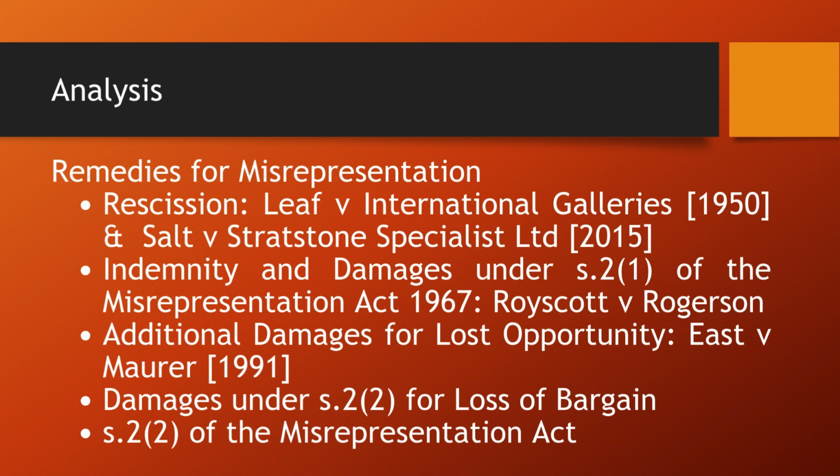In other words, Carey can also claim damages for the losses incurred due to misrepresentation. Under Section 2(1), damages are awarded on a tortious basis, which means Carey is entitled to be put in the position she would have been in had the misrepresentation not occurred. In Royscott Trust Limited v Rogerson in 1991, the court applied a tort-like measure of damages under Section 2(1), holding that the measure for negligent misrepresentation is the same as for fraud.